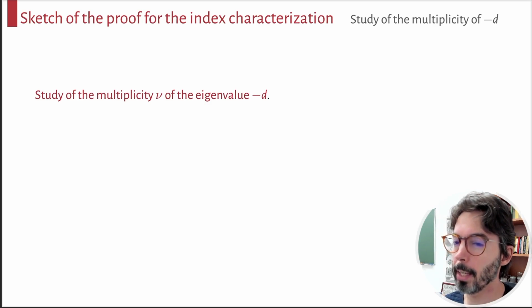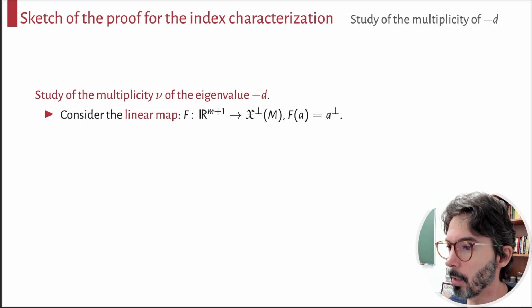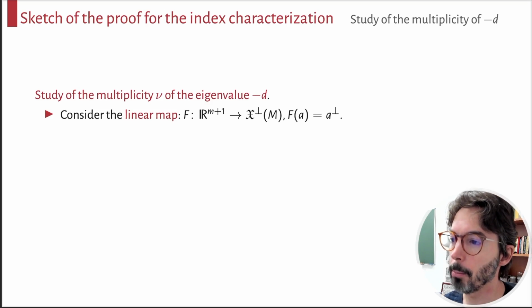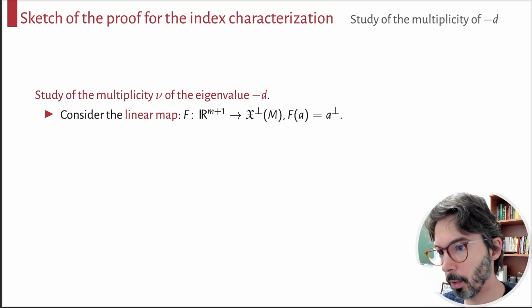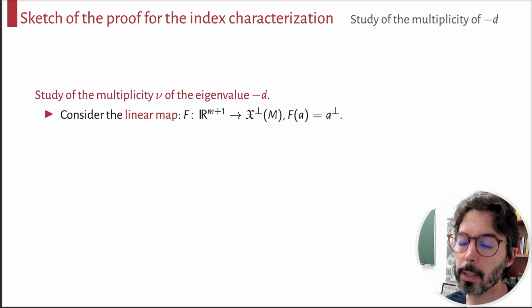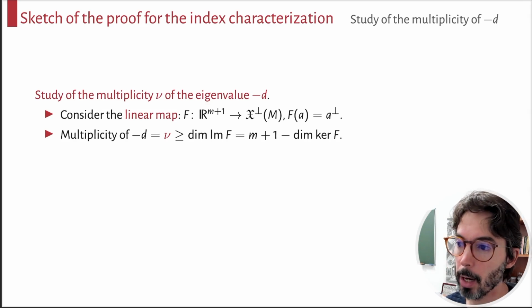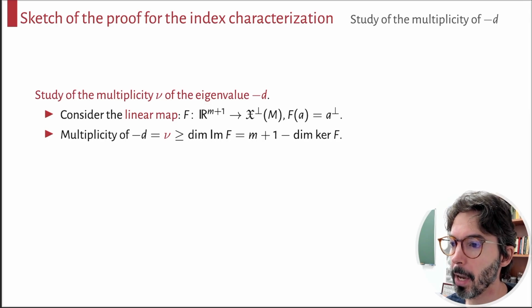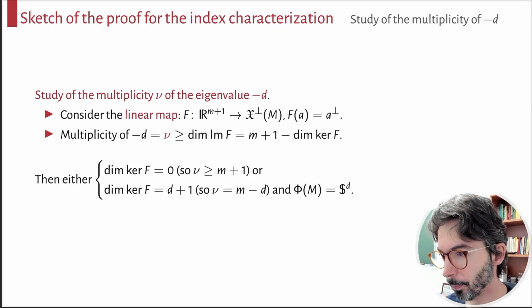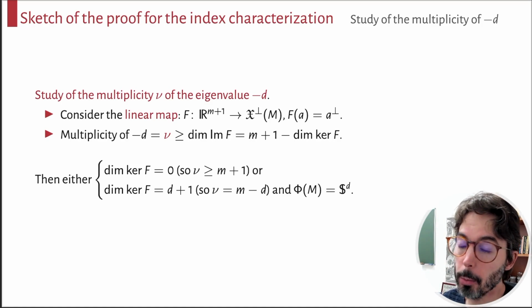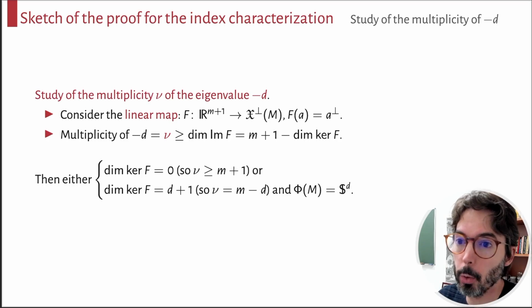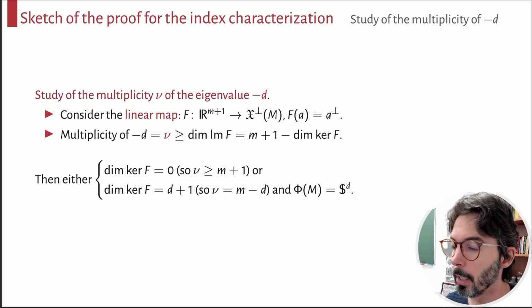Okay, now we would like to study the multiplicity nu of this eigenvalue. For that purpose, we are going to consider the following linear map F, which is just the projection over the orthogonal component to M of fixed vector fields. The multiplicity of minus d, which we are going to call nu, is bigger than or equal to the dimension of the image of this linear map, which is the dimension of the origin space, n+1, minus the dimension of the kernel. So either the kernel is 0, and so the multiplicity nu is bigger than or equal to n+1, and in particular the index is bigger than or equal to n+1, or the dimension of the kernel is actually d+1 and it is a sphere. Okay, and that will show the claim.